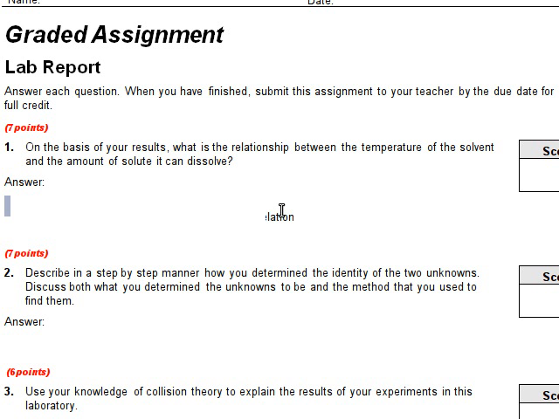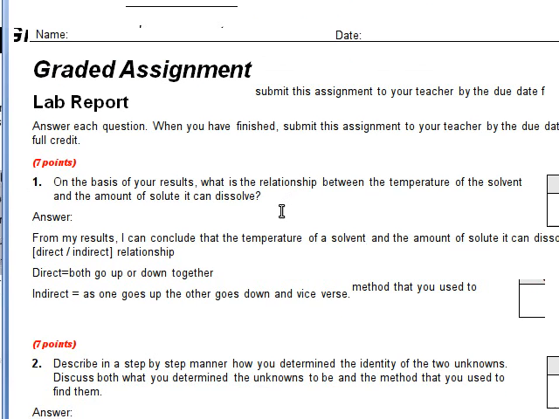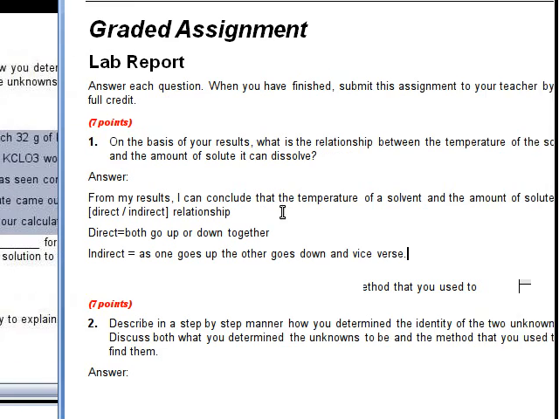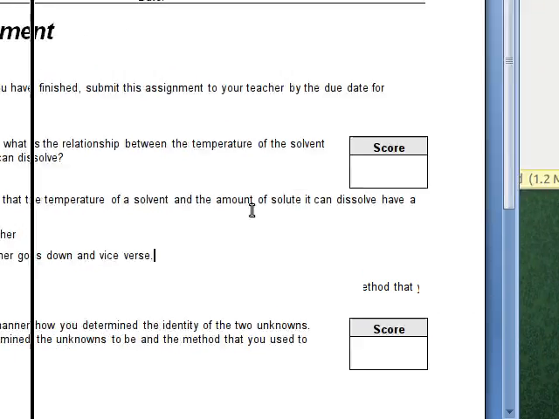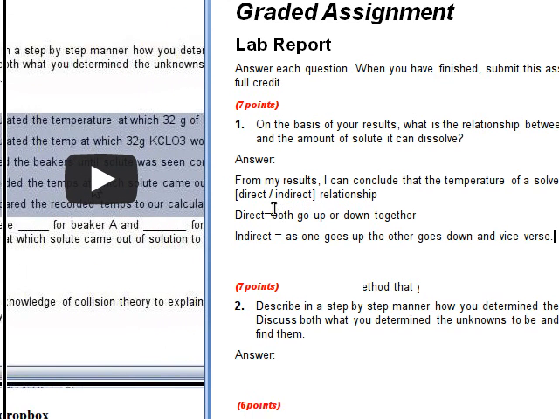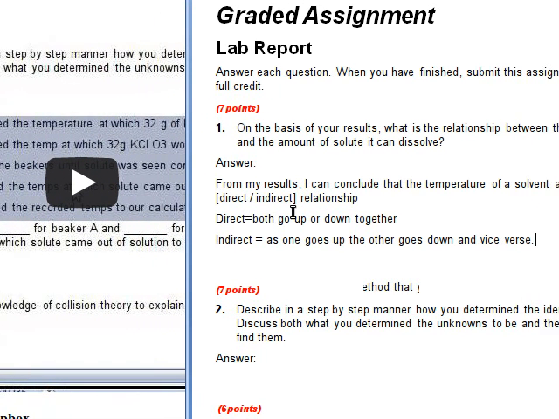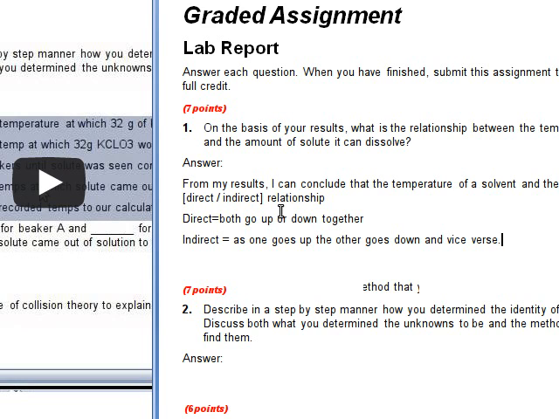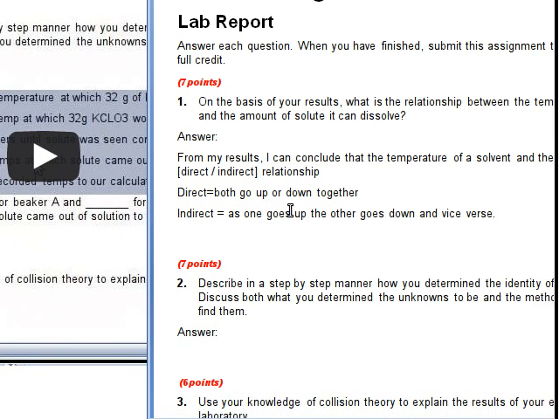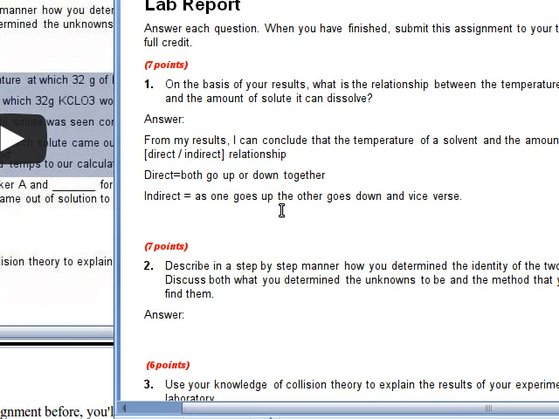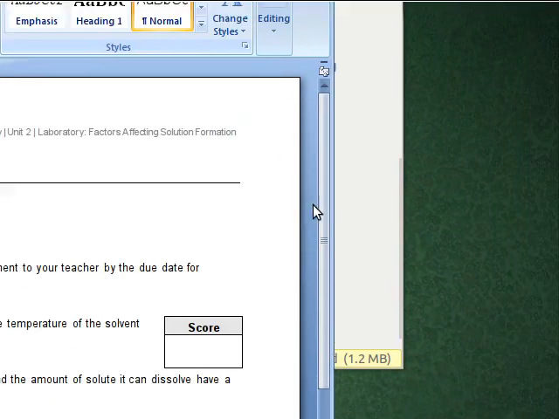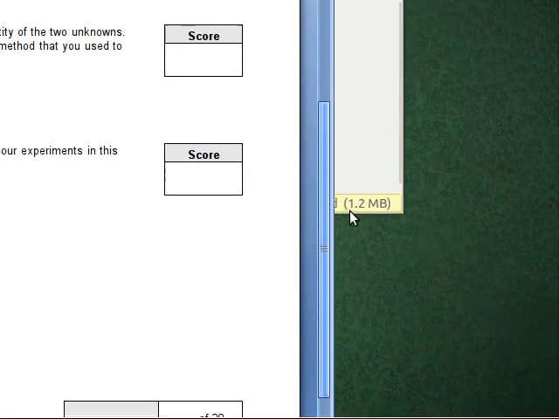Okay, so this is the sort of answer I want you to put. From my results, I can conclude that the temperature of a solvent and the amount of solute it can dissolve have a, here's where you have to choose, direct or indirect relationship. You tell me which one it is. If it's direct, both go up or down together. If it's an indirect relationship, then as one goes up, the other goes down, and as one goes down, the other goes up. Alright, so choose which one it is based on your results and tell me.